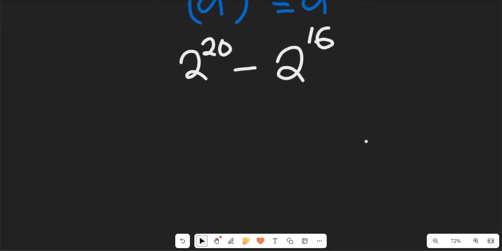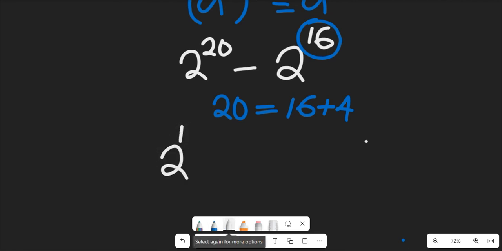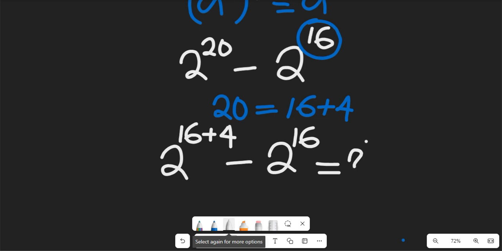To simplify further, I want you to bear in mind that I can simplify 20. 20 can be equal to 16 plus 4. Now, why am I doing this? So as to have another index in which 16 will exist. So if I simplify that, I'm going to have that expression give me 2 to the power of 16 plus 4 minus 2 to the power of 16. And this will give me what solution?